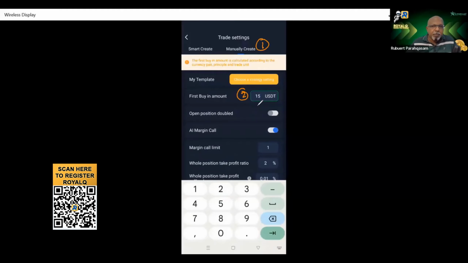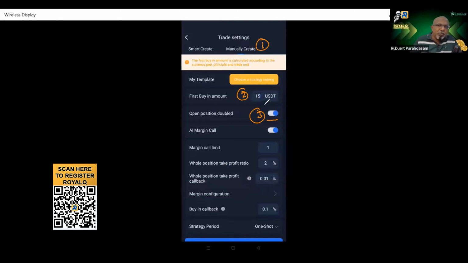Now, number three, this is off. If it's on, it will be blue. If it's off, it will be gray. AI margin call, also turn it off. If you're a little bit more experienced and you know what you're doing later on, you can turn this on, but not now. For training purposes, everything is off.